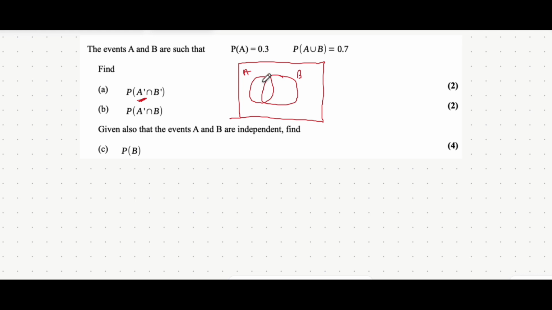Before we establish that everything inside of the Venn diagram would add up to the union, which is 0.7. In that case, everything on the outside would have to add up to 0.3 in order for everything in the rectangle to add up to 1. That means that not A intersect not B would be equal to 0.3.